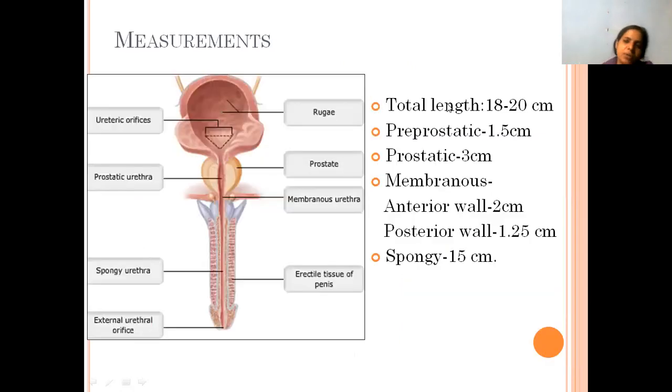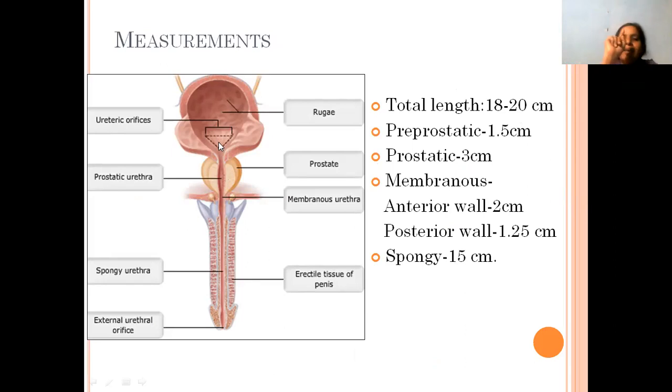So what is the total length of the urethra? The male urethra is quite lengthy, 18 to 20 centimeters. That's why catheterization is difficult. What is catheterization? If the patient has undergone some surgery, generally one catheter will be kept inside the urinary bladder and connected to a drainage bag, isn't it? Such a procedure of catheterization is very difficult in males.